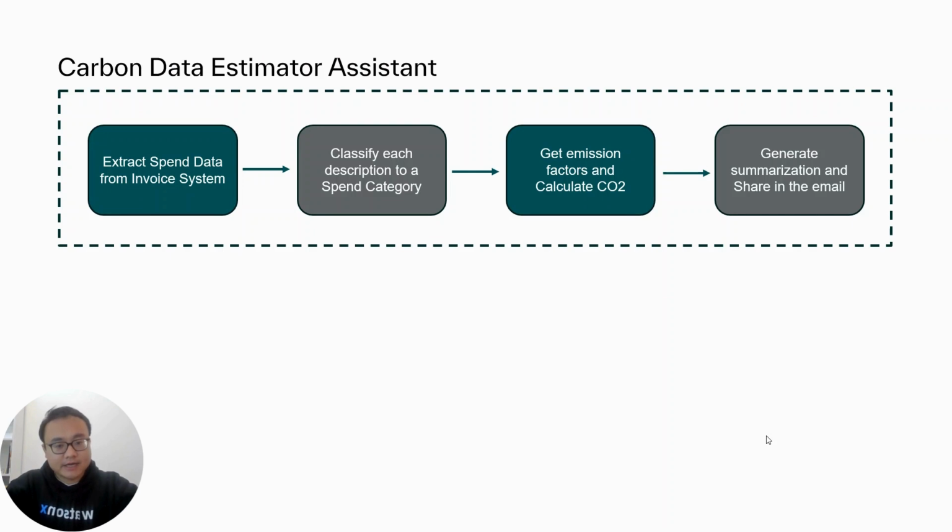And scope three mainly means everything else, which is mainly from your supply chain activity. One approach to do that is to use your spending data or transaction data. Each transaction you have will have some associated CO2 emission. And to get that CO2 estimation, what you can do is first classify your spend activity to a category. In Australia, I think there are over 150 different categories for you to classify. Then for each category, there is a factor.